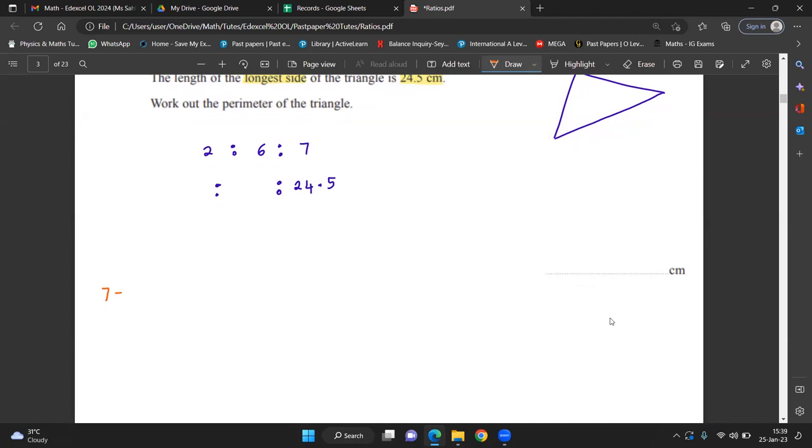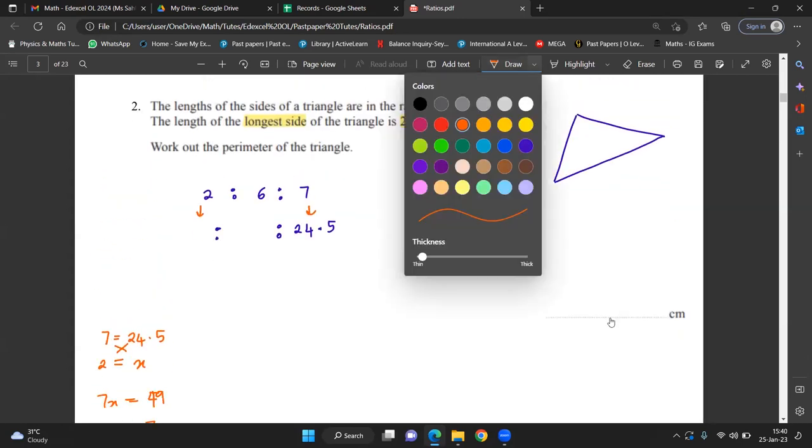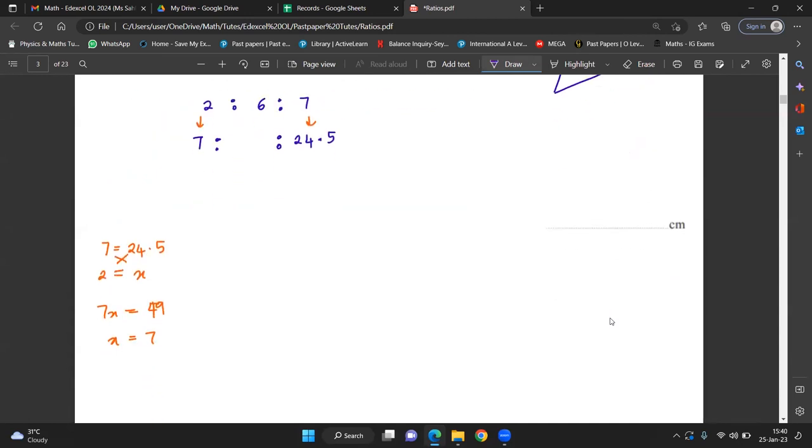So we would start doing this. We would say if 7 is equal to 24.5, 2 is equal to X. We know if 7 is equal to 24.5, 2 is equal to X. Can we find that, please? All of you? Hakim, this is... Hakim? So when you do cross multiplication, you get 7X equals 49. X equals 7. So can you go and write 7 under the 2? We know that's a 7, okay?